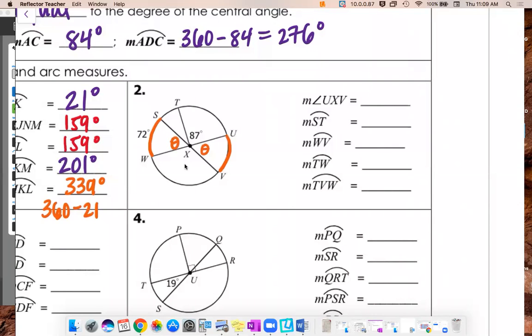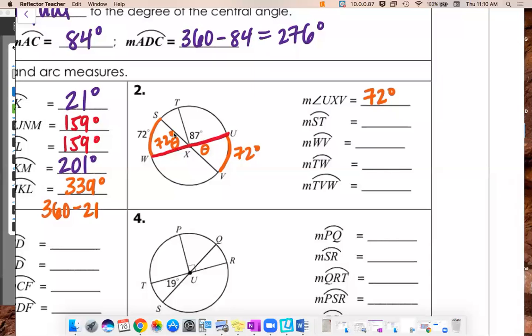So if this arc is 72, that means this arc also has to be 72 degrees, because the arc and the central angle are going to be equal. And then if we want to know ST, well, now we know this is 72. And then we know that this is a diameter.